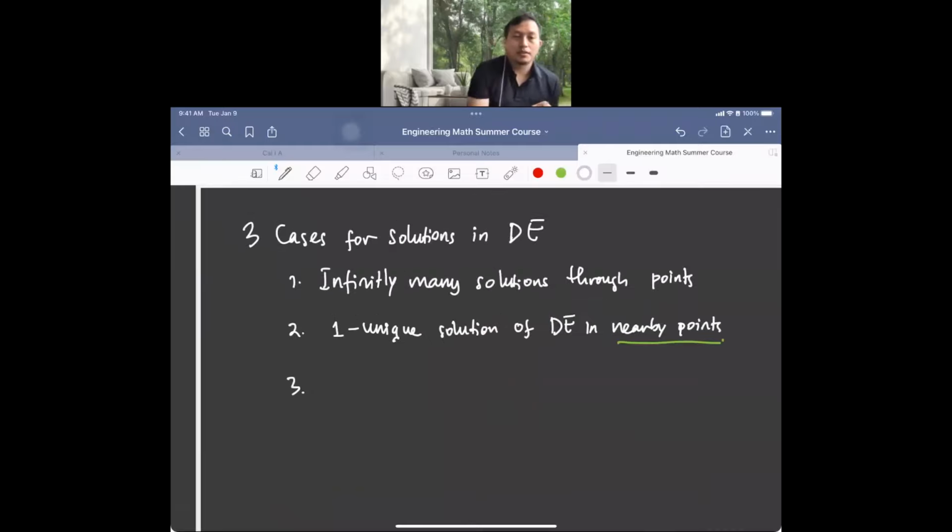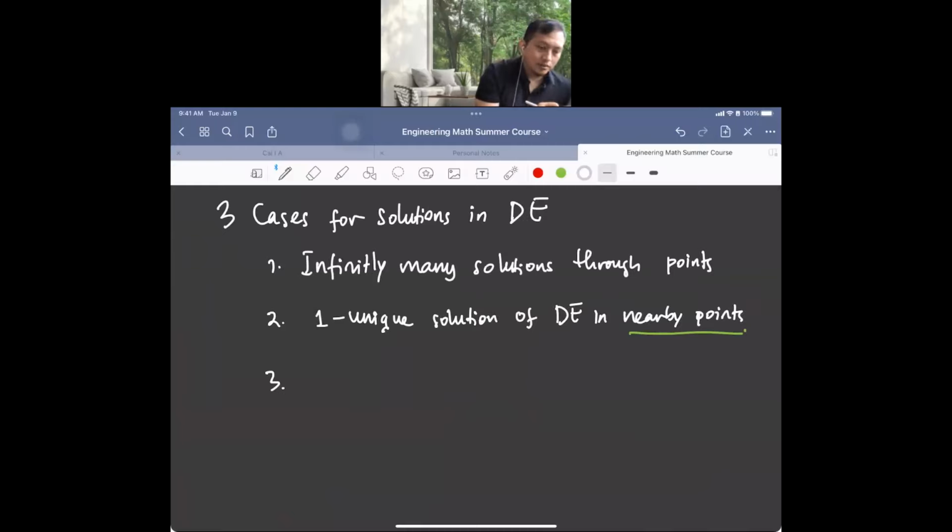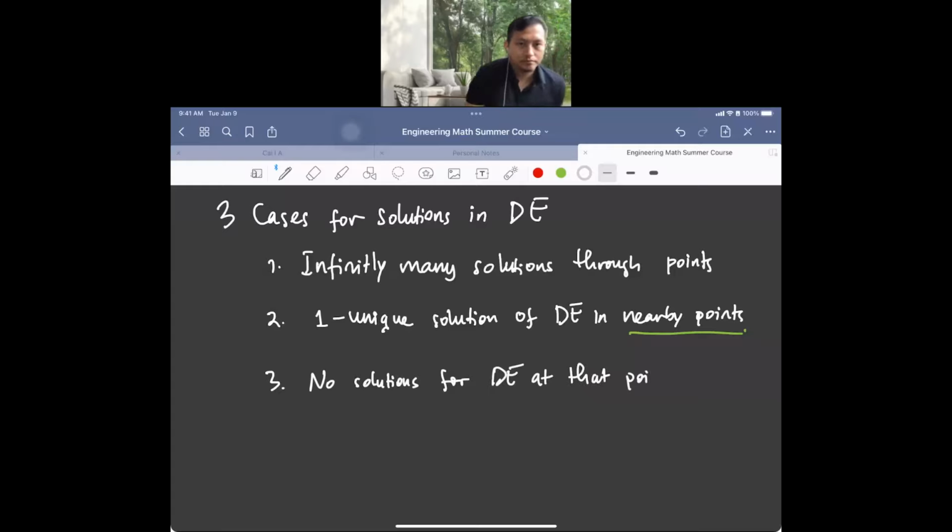And three, this is the next case: maybe there will be no solutions at that point. So if we take a look, let's say we have a point P. What it means is we need to have some sort of open interval. For a curve to be continuous, we need to have some sort of open interval.